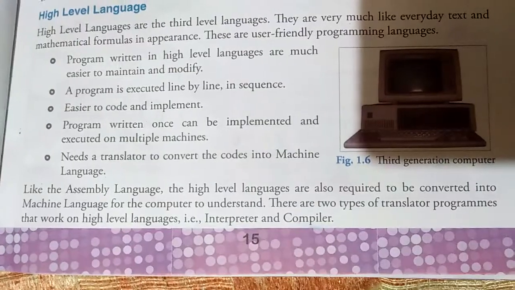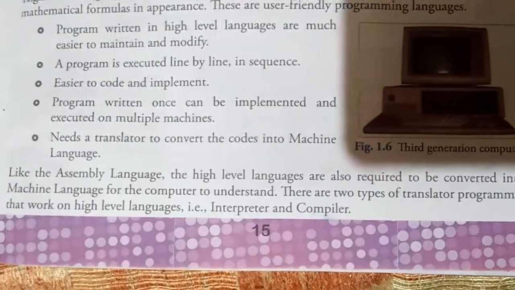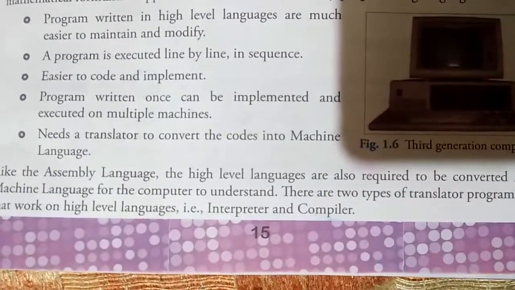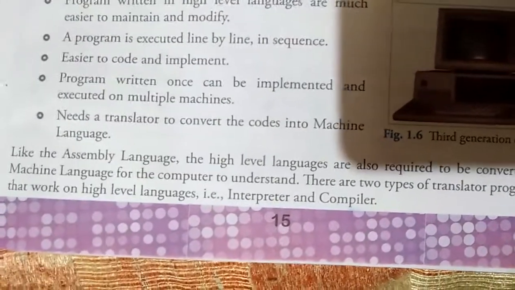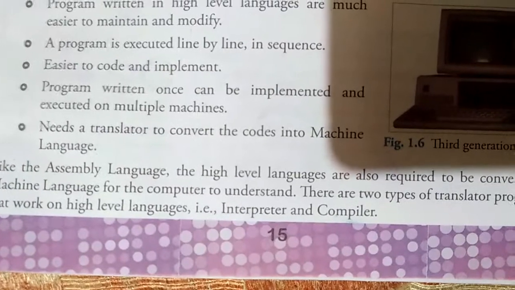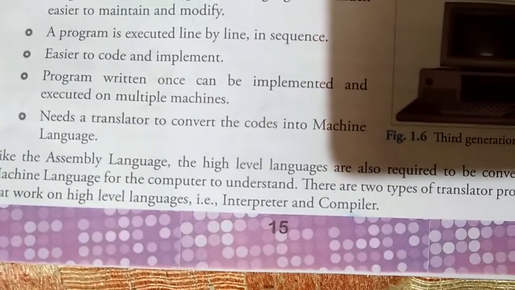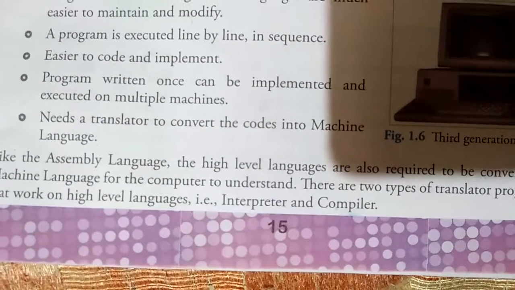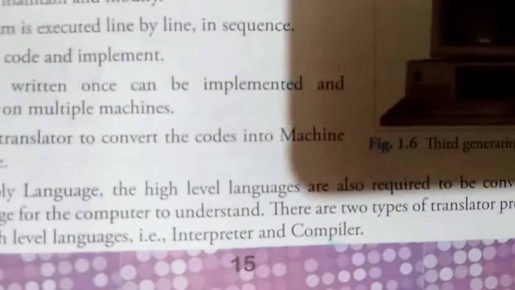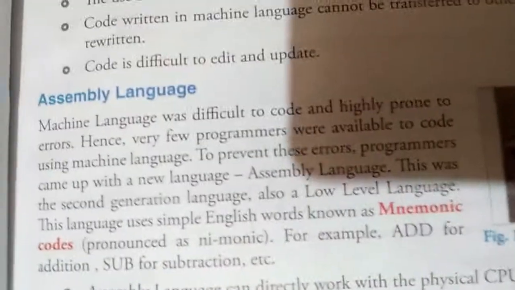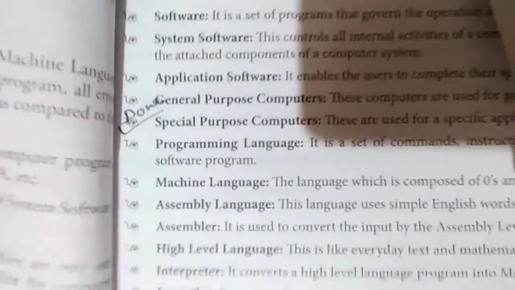Programs that work with high level language. The two programs are called the interpreter and the compiler. The compiler compiles the code and translates it into machine language, and the interpreter does the same work. It converts the language into machine language and transfers it to the computer, which makes it understand. So now moving forward to the next page.